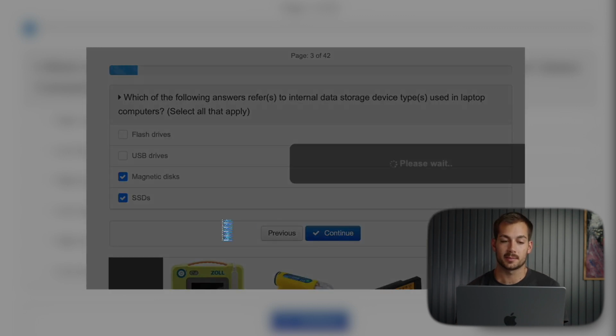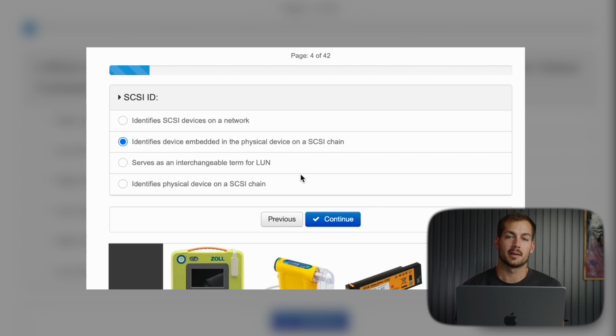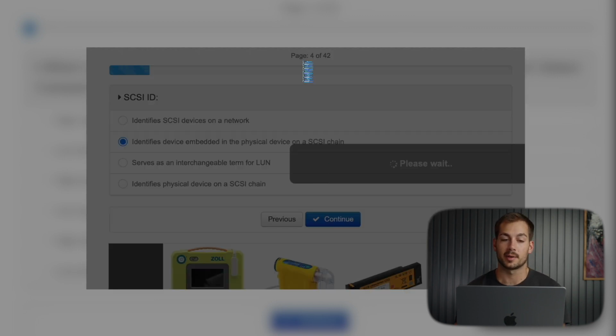So we'll press continue. All right, so SCSI is the slang term for it, and this actually stands for Small Computer System Interface. Now this is the system that allows computers to communicate with external peripherals such as storage drives. So what the SCSI ID actually does is it identifies the device embedded in the physical drive on the SCSI chain. So that's the correct answer. We'll go ahead and move along.